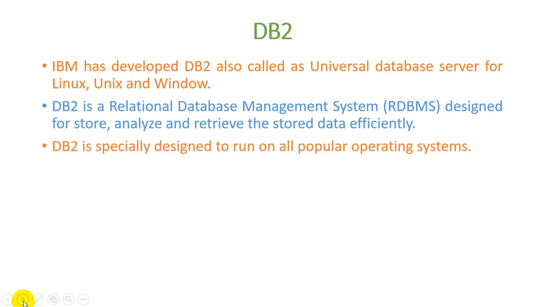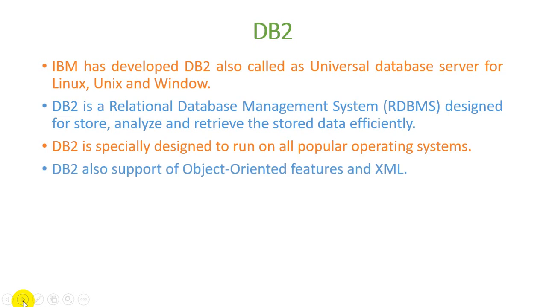DB2 is especially designed to run on all the popular operating systems. As per the first line, DB2 has database server software for Linux, Unix and Windows, so we can say that it is designed to run on all the popular operating systems. DB2 also supports object-oriented features as well as XML. It is a really good functionality that IBM introduced in DB2, because whenever object-oriented functionality is implemented in a particular application, the application will be secure, and it also provides XML database functionality.